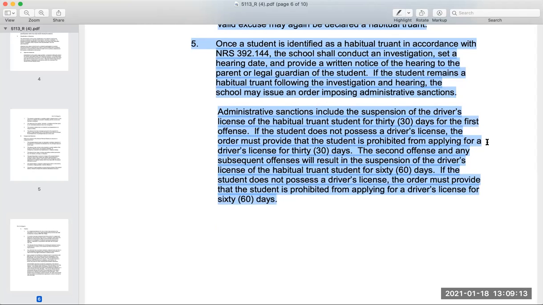The second offense and any subsequent offenses will result in the suspension of the driver's license of the habitual truant student for 60 days. If the student does not possess a driver's license, the order must provide that the student is prohibited from applying for a driver's license for 60 days.